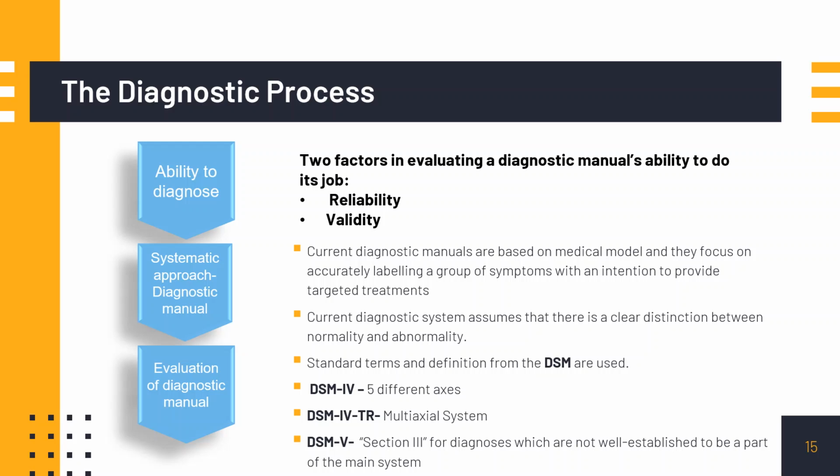Now, in the past we've gone through several revisions. We were using the DSM-4, and then we moved on to the DSM-4-TR, which was a multi-axial system. Presently we are using the DSM-5, a statistical manual which has a medical model attached to it, and it focuses on understanding different mental disorders. It is a very strong diagnostic manual.